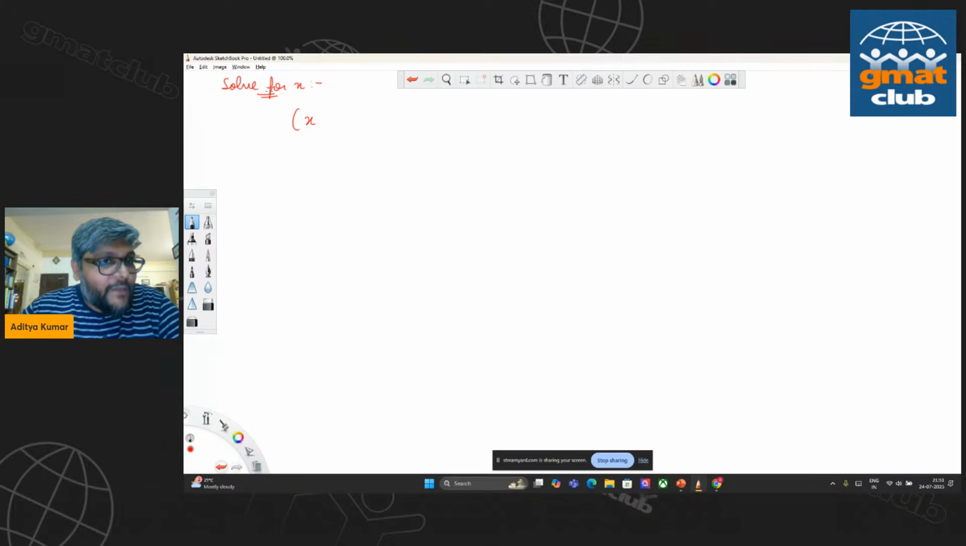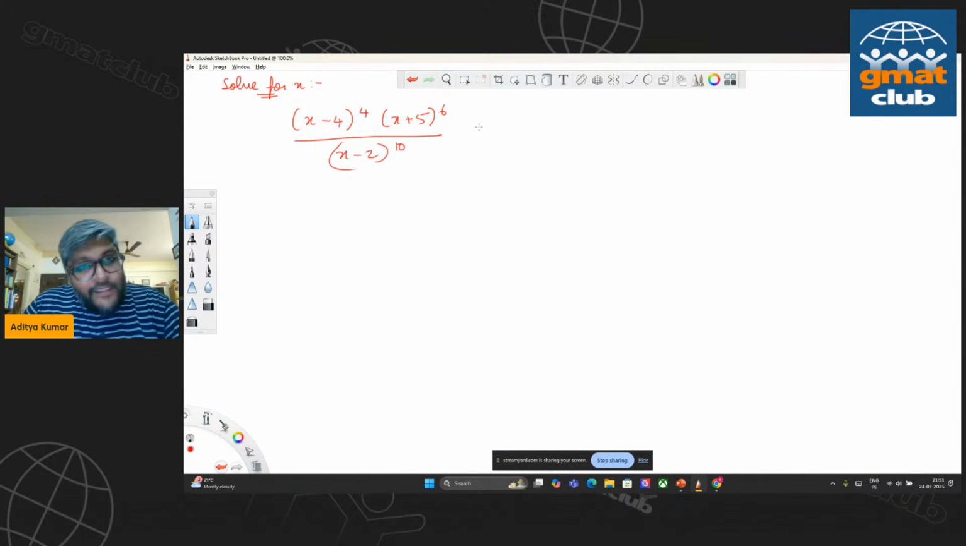Observe the equation that I'm giving you. Look at what is special about it. Look at the inequality entirely. Don't dive right into the calculations. And then try to reason out your answer. Okay? (x minus 4) to the power of 4 into (x plus 5) to the power of 6 divided by (x minus 2) to the power of 10 is less than or equal to 0.